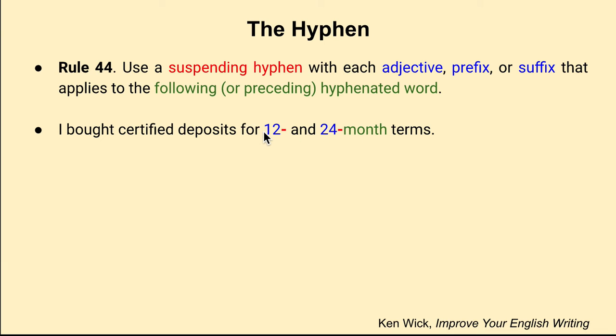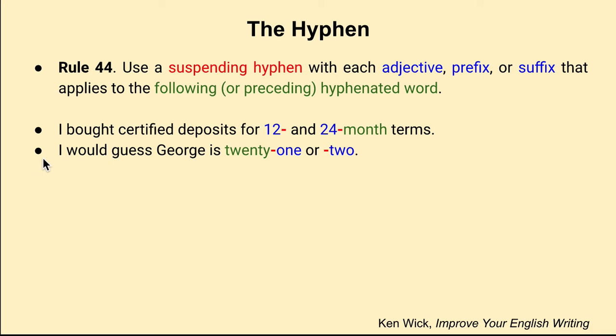Basically, if you just said, I bought certified deposits for a 24-month term or 24-month terms, this term would be hyphenated. But what's happening is that you're saying 12 and 24. So with this suspending hyphen, you can say a 12-month term or 24-month terms. So you actually need a suspending hyphen after the 12, because the adjective, prefix, or suffix applies to the following hyphenated word.